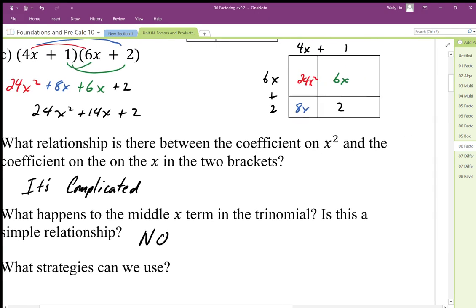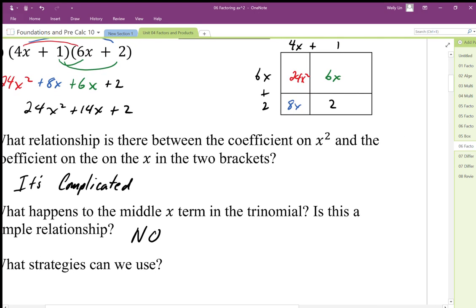Okay, so what strategies can we use? Well, we're going to use that property that I showed you before. Is this diagonal product property, this 24 times 2. This is going to give us 48x squared. And along the other diagonal, 8x times 6x. Well, if we multiply those two together, 6 times 8 is 48, x times x is x squared. That diagonal product this way is equal to the diagonal product this way.